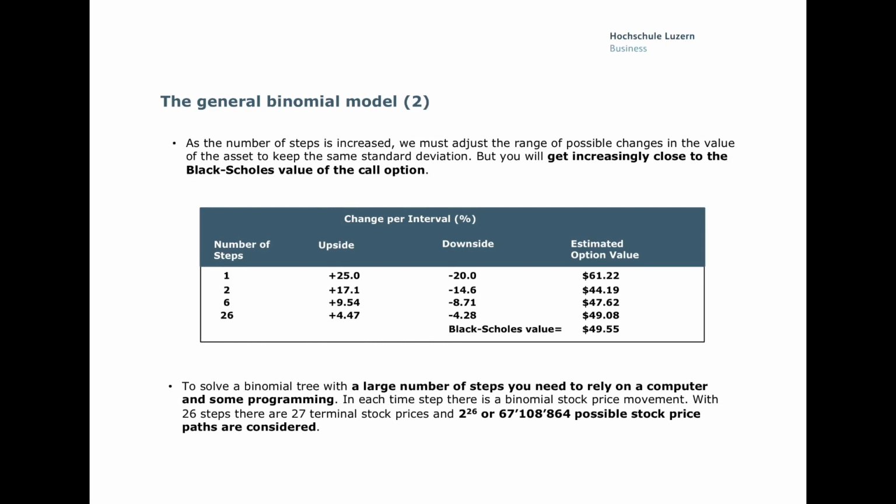A final remark to be made is the following. If you intend to solve a binomial tree with a large number of steps, you need a computer and some programming skills to do so. As you know by now, in each time step, there's a binomial stock price movement. With 26 steps, there are 27 terminal stock prices and more than 67 million stock price paths to be considered.